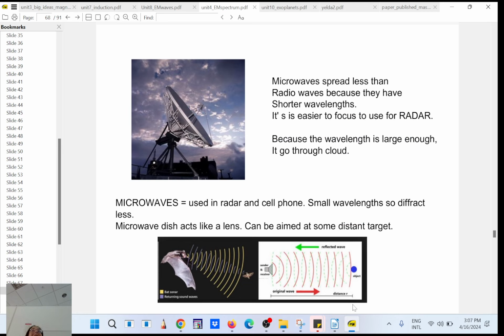Right? Any question? Okay, so the radar. We talked about the radar, also used to bounce off airplanes.